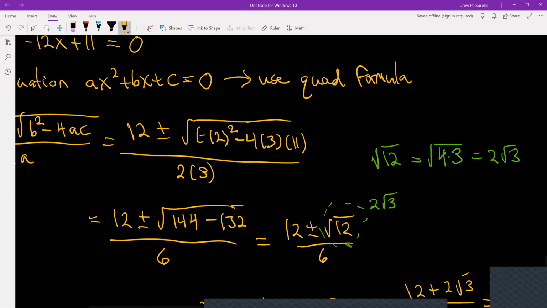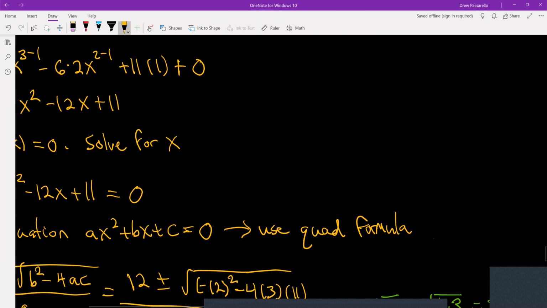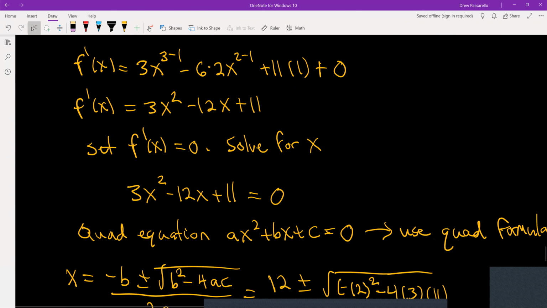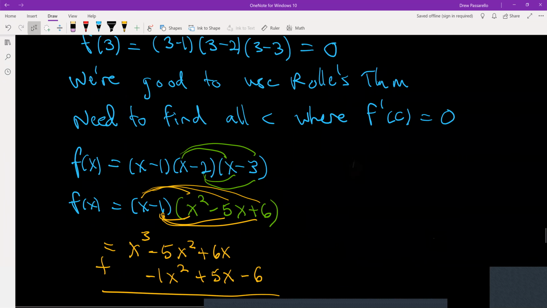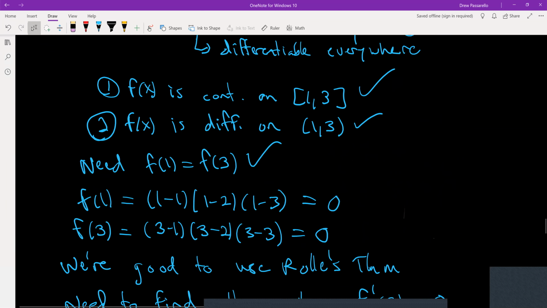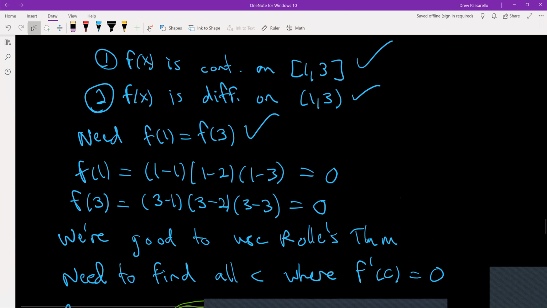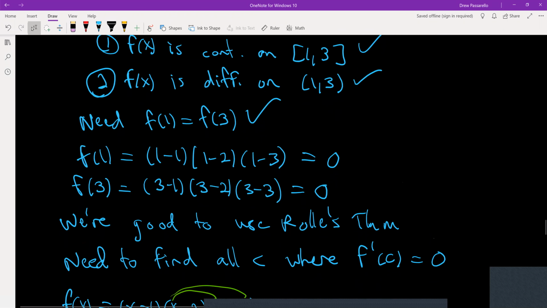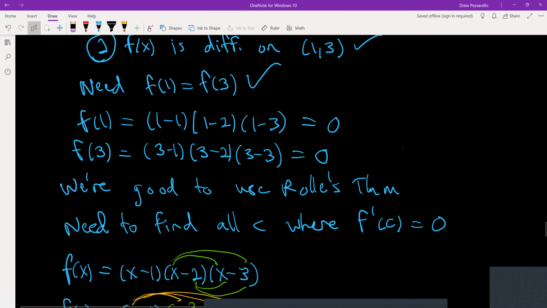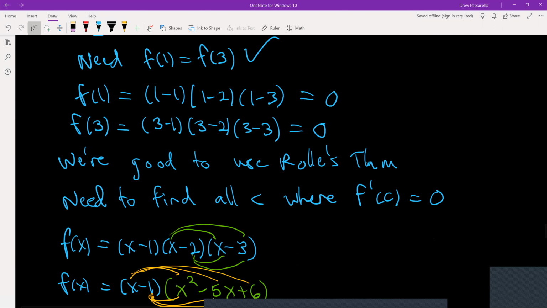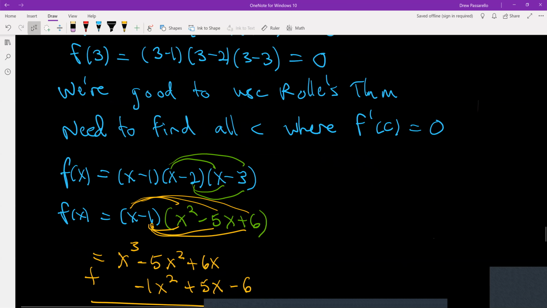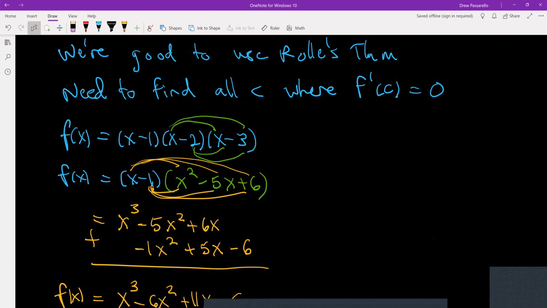All right, so recap real quick. I first checked the conditions for Rolle's theorem. It was continuous and differentiable because it's a polynomial, just a polynomial in factored form. Then I needed to check the condition that f of 1 equals f of 3, and they do because they both are 0.